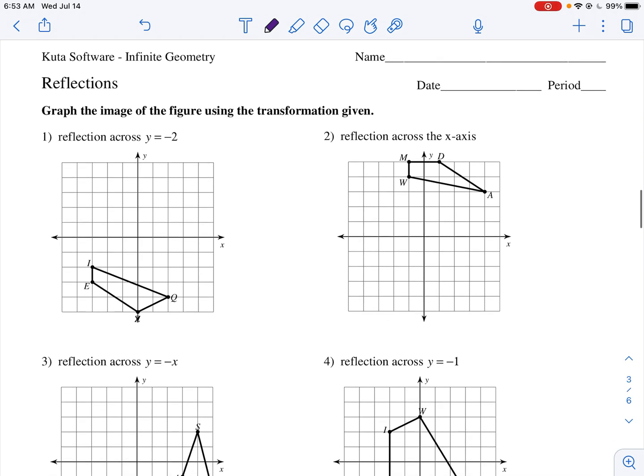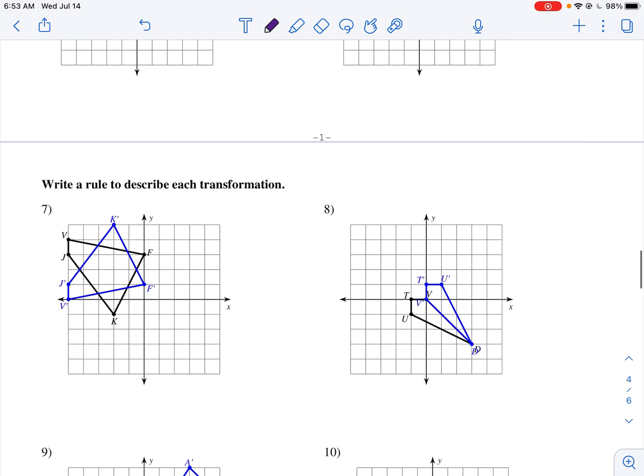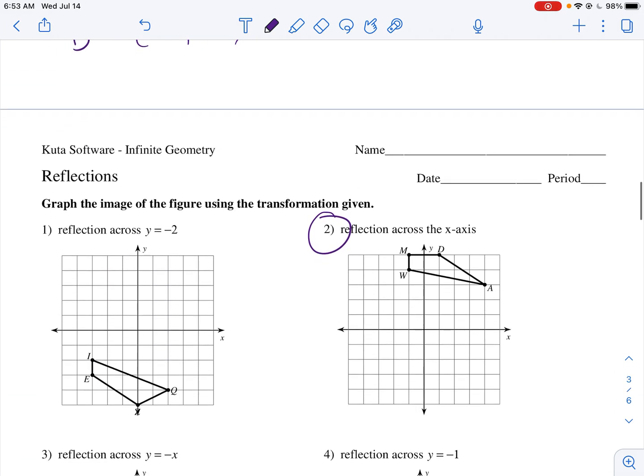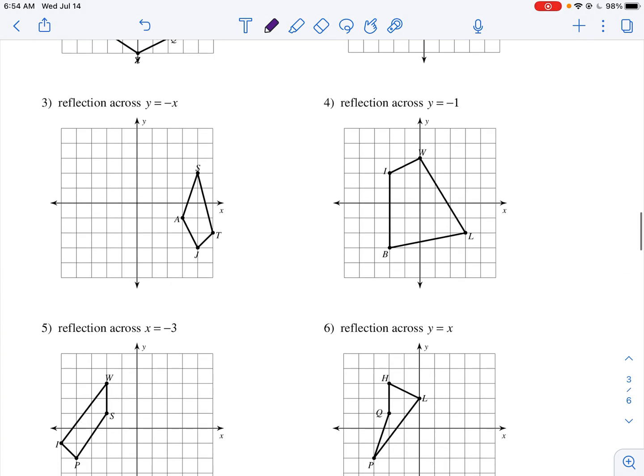So for your homework, you're going to do number 2. Oh, we're going to change these. So number 1, we're going to change this to the y-axis. You're going to do 1 and 2. Number 3, this is going to be over the x-axis. This is over the y-axis.